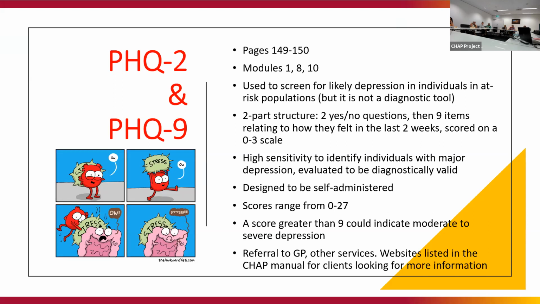You already know how it's structured. We have sticking with it because it has high sensitivity to identifying individuals with major depression, and it has been evaluated to be diagnostically valid. It's designed to be self-administered. It is free to use. Scores range between 0 to 27, and a score greater than 9 would indicate anything above that would be moderate through to severe depression, and might indicate that you want to refer them to a GP or to other services to support them.